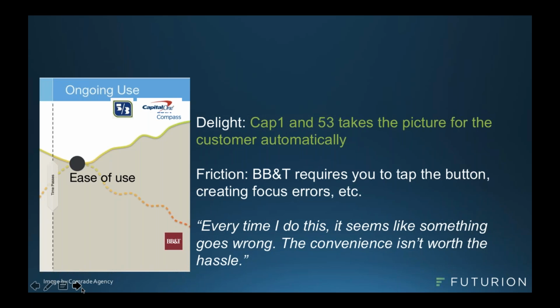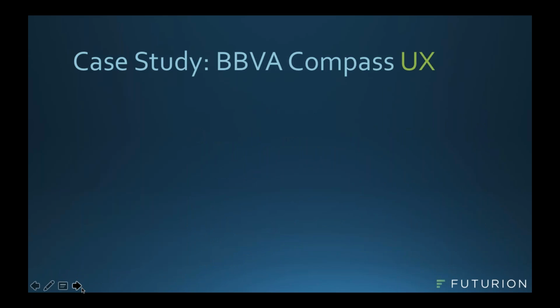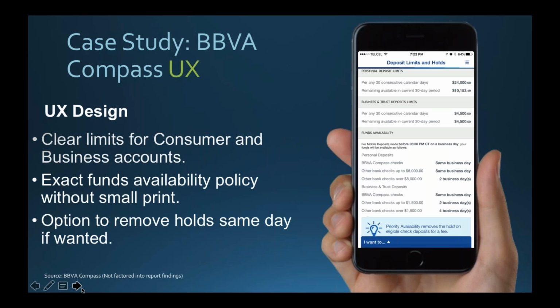AutoCap works like that, and was proven out in the data to have very strong correlation power versus the BB&T approach where you have to manually tap the button, create focus areas, and that will ultimately create disloyalty. So diving a little deeper into BBVA, which is punching way above its weight and was late to the party in mobile deposit, but is now the fastest growing.